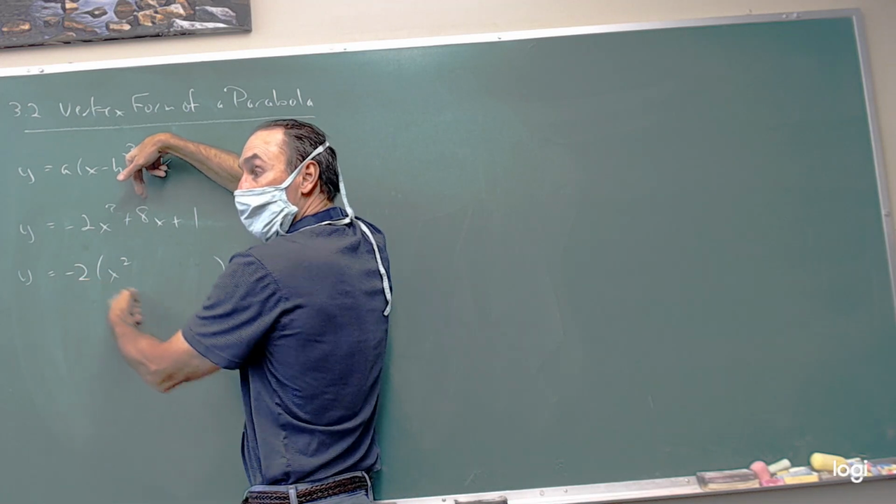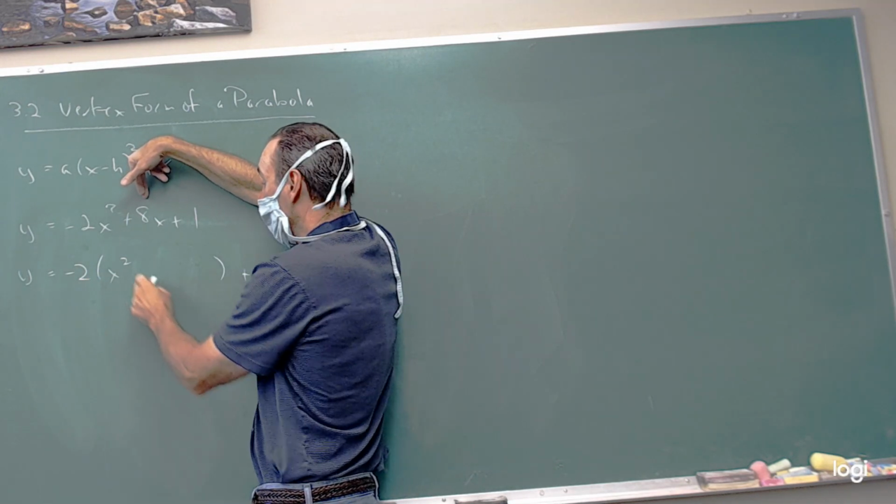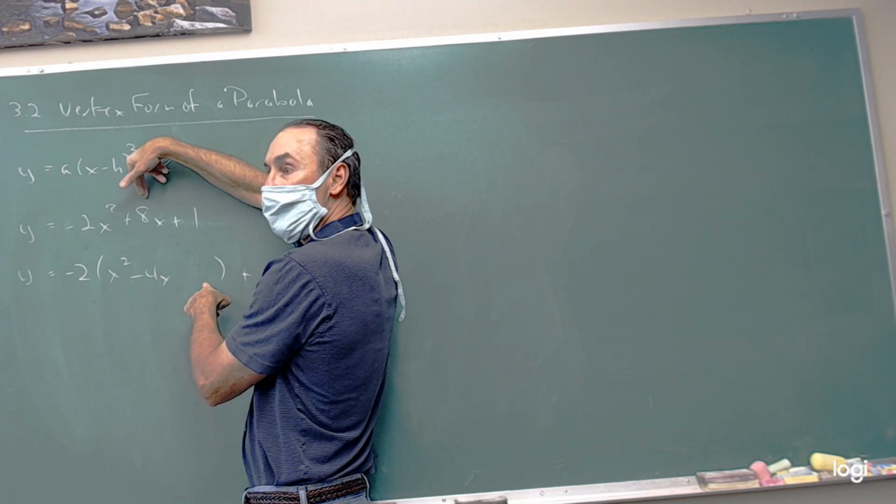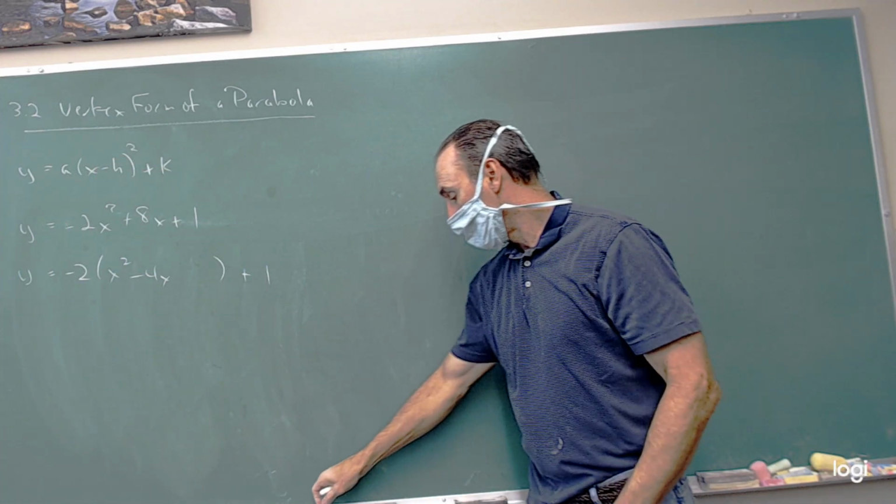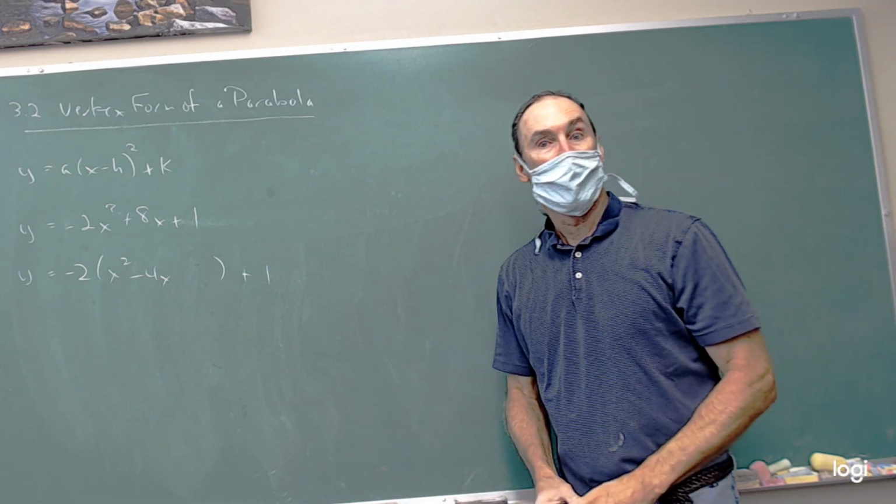Factor out a negative 2. What's left is negative 4x. And I'm leaving a space because I'm going to complete the square. Okay, with me so far?